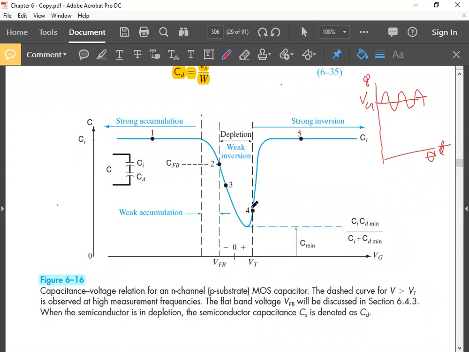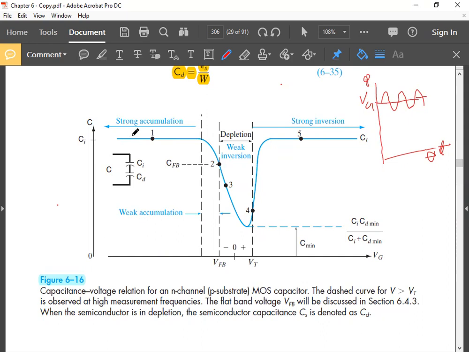now CD is large. So when CD is large, what happens? CD is in series with CI, so the equivalent capacitance will become CI again for low frequency. For high frequency, it will remain minimum. Here, majority carriers are involved. They can respond to high frequency and low frequency both with ease. So there is no distinction here between high frequency and low frequency. Same.